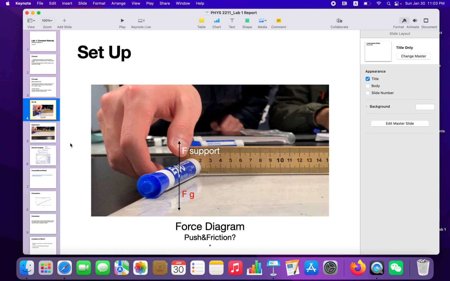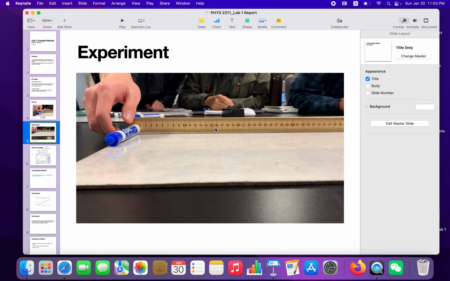Our object is the marker, and we will observe its motion along the ruler. We assume that the friction caused by the whiteboard is zero. And since the support force from the table is equal to the gravity, we assume that the net force is zero. And this is the experiment video.